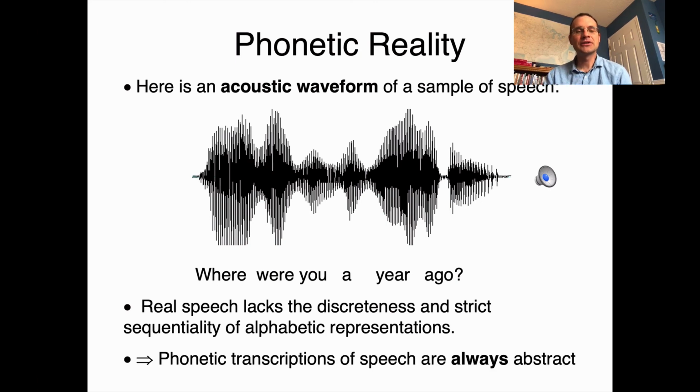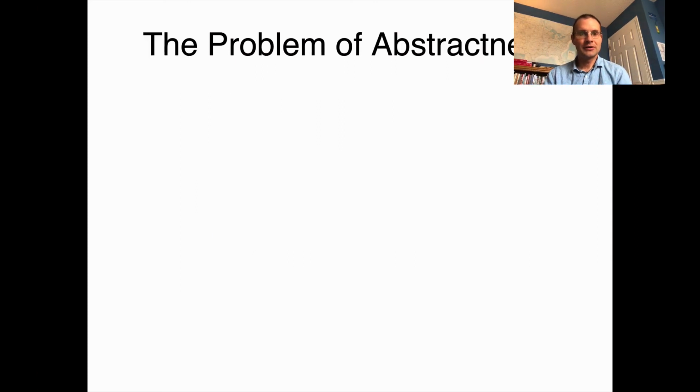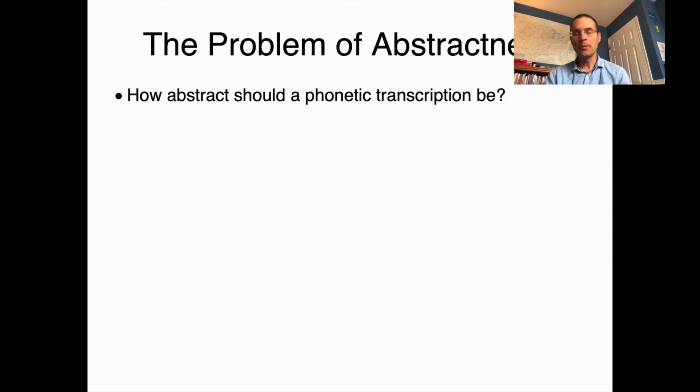That means phonetic transcriptions of speech are always going to be abstract. They're not exact pictures or photographs of objective reality. We're doing something a little more complicated than that. So when we do something like that, we have to figure out how abstract are we going to be? At what level do we want to represent reality or the abstractness in our transcriptions?